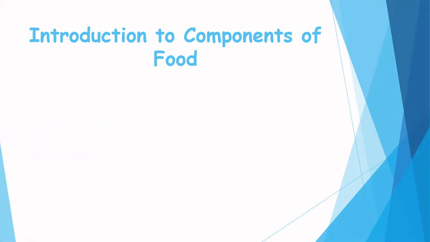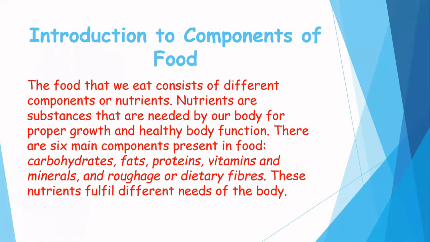Introduction to components of food. The food that we eat consists of different components or nutrients. Nutrients are substances that are needed by our body for proper growth and healthy body function. There are 6 main components present in food: carbohydrates, fats, proteins, vitamins, minerals, and roughage or dietary fibers. These nutrients fulfill different needs of the body.